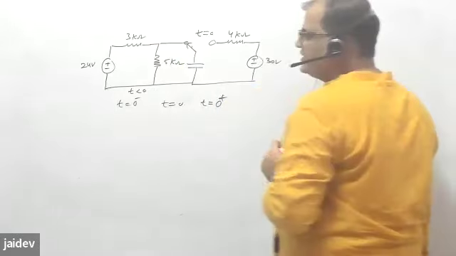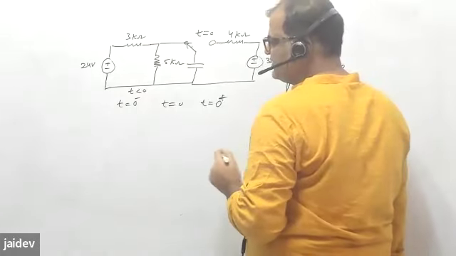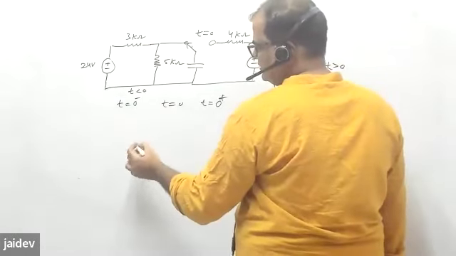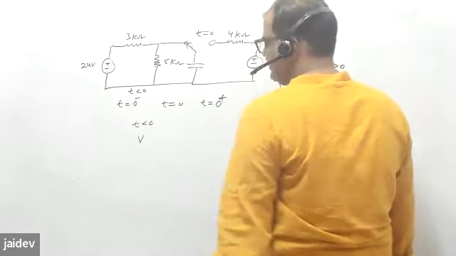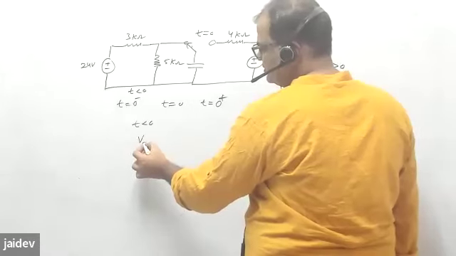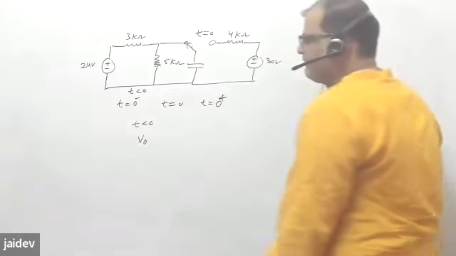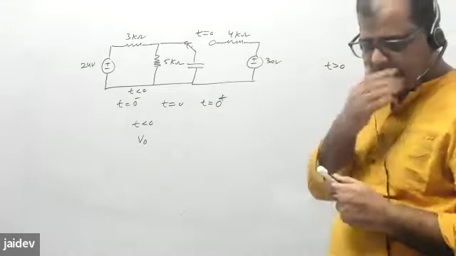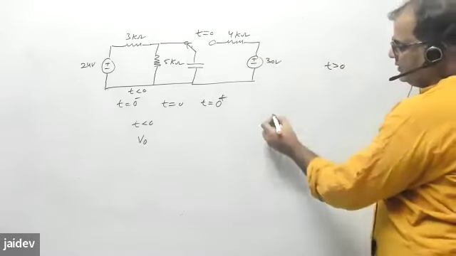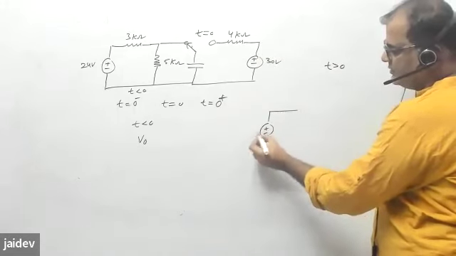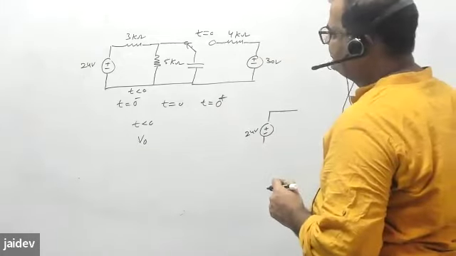So find what is the voltage here. What is the voltage across the capacitor? Tell me, at t less than 0, what is the voltage across the capacitor? That is, what is V0? Kitna aayega batao? This is your circuit. Plus 15 volt. Hmm? 15 volt. Okay, 15.